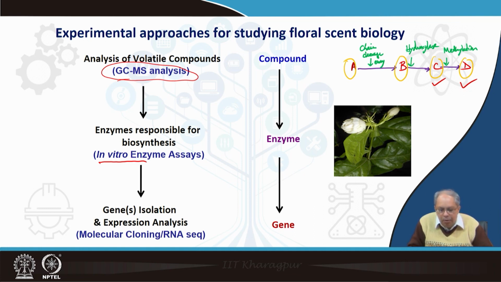But nowadays, with the advancement and cheap availability of transcriptomics data, transcriptomics approaches are usually followed, and from the transcriptome data the genes are isolated and characterized. So, this is in general. That means, first compound, enzyme, gene. That is the classical concept, and the concept is still valid.